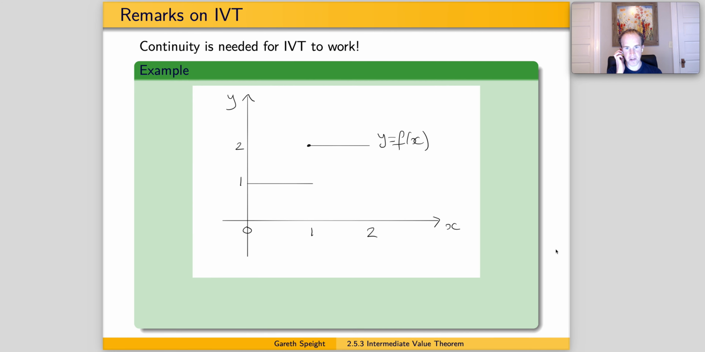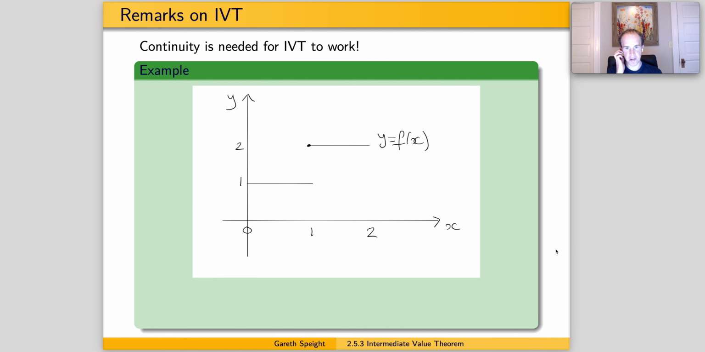So for instance, here is a function defined by the graph. On the interval from 0 to 1, the value is 1. On the interval from 1 to 2, the value is 2. And at the point 1, the value is 2. So here's a function, and let's say we're trying to apply the intermediate value theorem. It's not going to work, but let's just suppose we try. So we're on the interval [0, 2]. At 0, the value is 1. At 2, the value is 2. Let's pick some point in between, let's say 1.5. In this case, there is no place where the value of the function is 1.5. It never crosses the line 1.5.